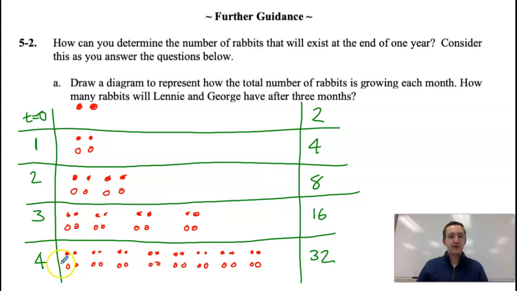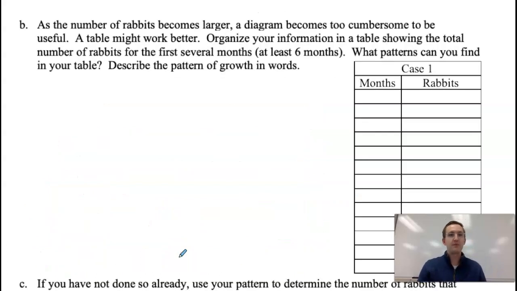So if we were to do 5 months, we could keep going down. That's going to be a lot of rabbits and a lot of dots to draw. So let's see if we can find a more efficient way to represent this growth. So let's go to the next page in our packets, part B. As I just mentioned, as we add more rabbits, the diagram becomes really cumbersome and hard to draw because there's a lot of dots, hard to keep organized. So let's organize what we have so far.